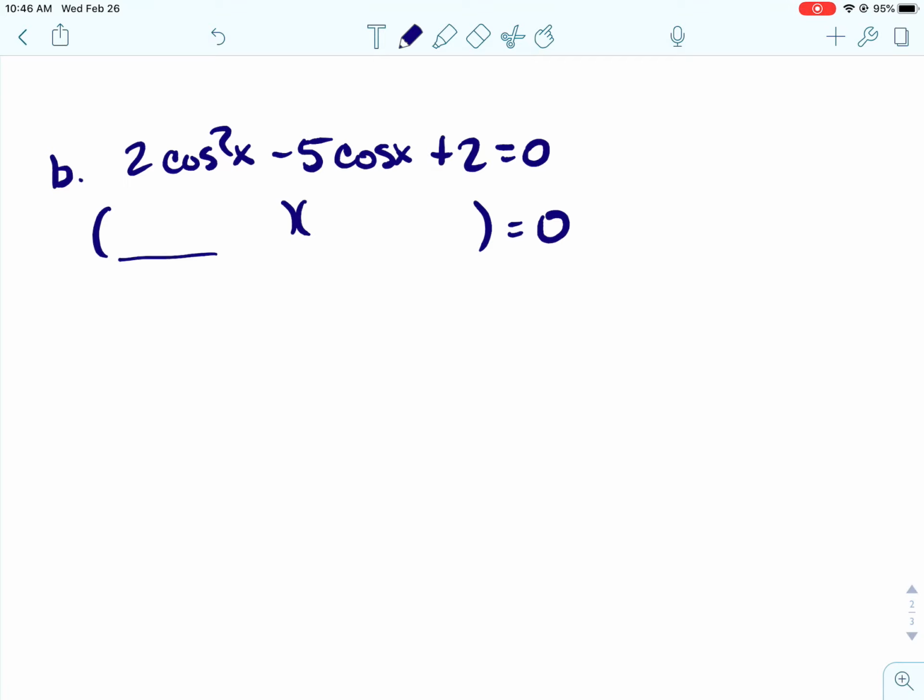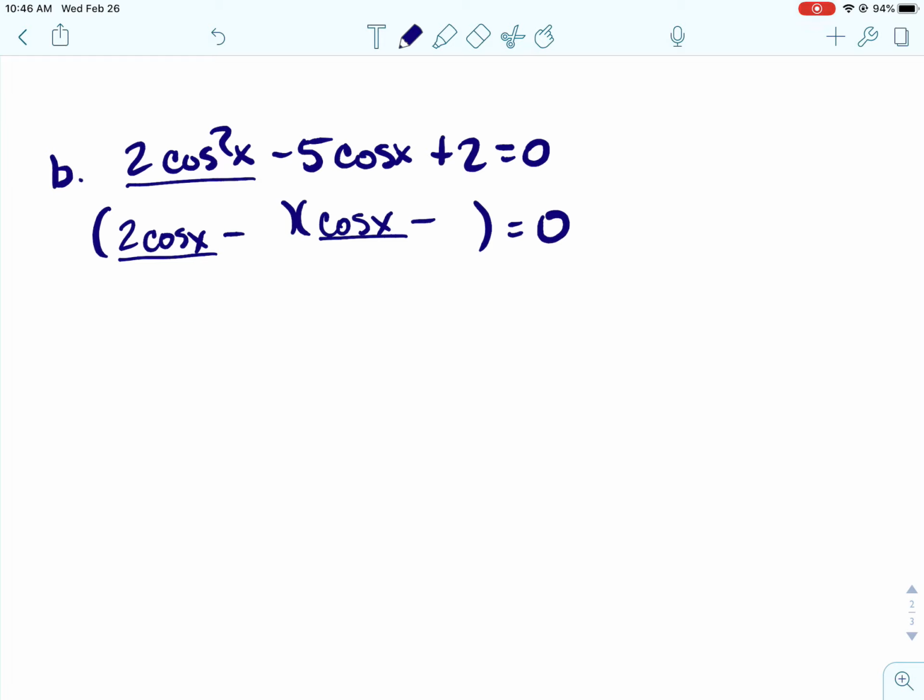All right, so what we put here and here is going to need to multiply to give us 2 cosine squared of x. So that's going to be 2 cosine of x and cosine of x. What do we know about our signs? They're the same, and they're both negative. Okay, and the only way to get 2 is going to be 2 and 1. So we have to figure out where to put the 2 and where to put the 1.